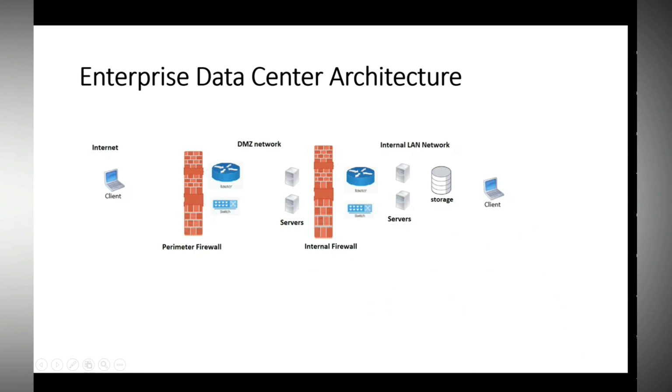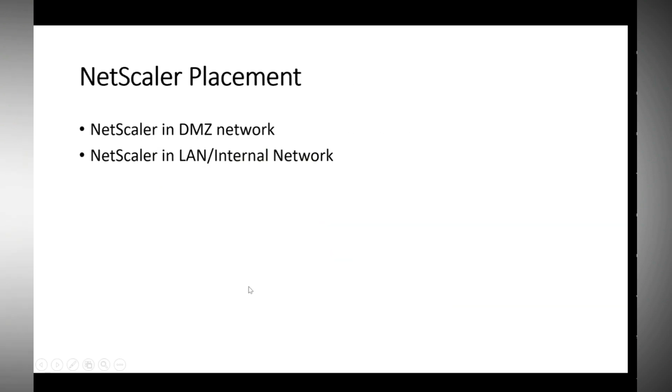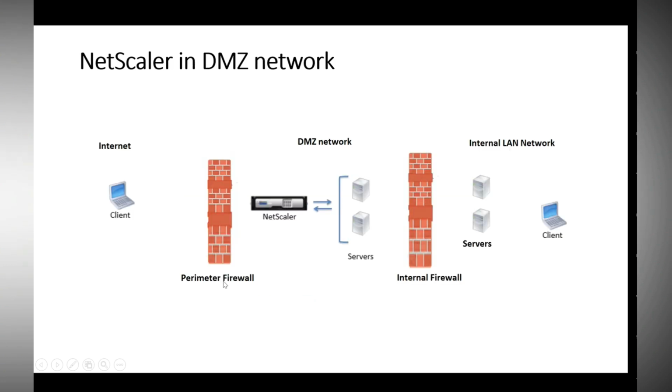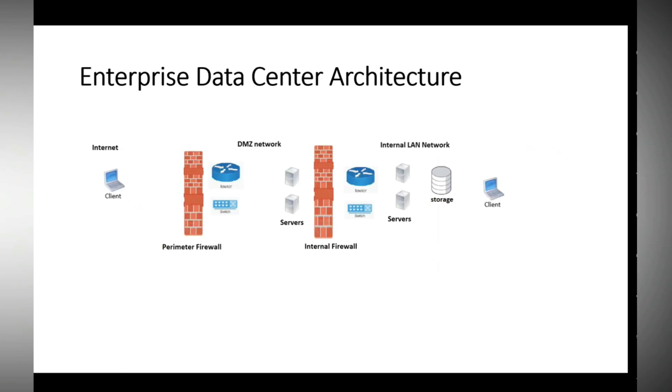Let's discuss the enterprise data center. This is very important to understand before you deploy your NetScaler. In any data center, you will have three types of segregation. One, you have the internet, on which all your clients may reside, and then we have something called the DMZ network. And then we have an internal LAN network.